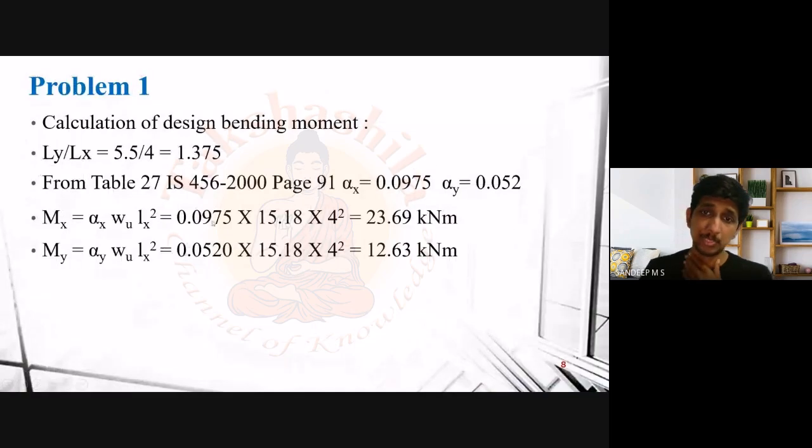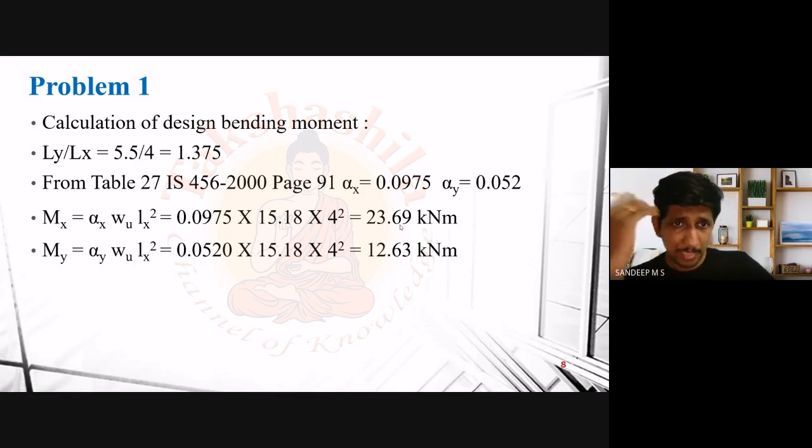Then what do you have to do? Once you get the value of alpha x and alpha y, you just substitute the value of alpha x and alpha y in this, and substitute the value of factored load, which we have right now calculated. Then you substitute the value of Lx here. Lx is 4 meter in this case, so take the Lx square here, and you can calculate the value of mx and my. So this is how you will calculate the value of moment acting in the two-way slab. This is the major difference between one-way slab and two-way slab, the calculation of the bending moments.